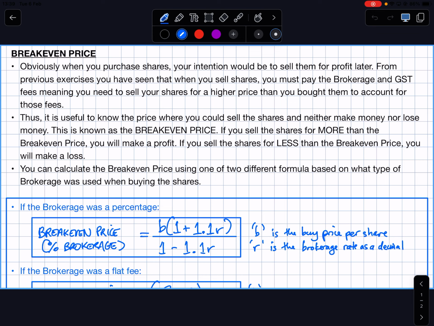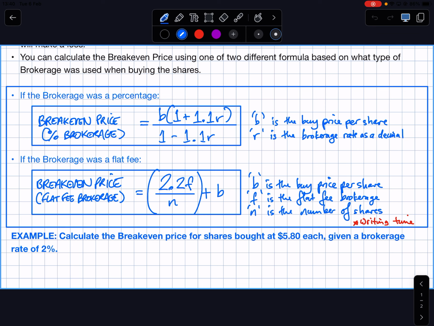The first one is the one you're going to use if brokerage was a percentage: small b, bracket 1 plus 1.1r, bracket, over 1 take 1.1r. What does the small b stand for? That's the buying price per share. Every year, people stuff this up and they find the cost of buying. But I always write the note, buying price per share. And then r is the brokerage rate as a decimal.